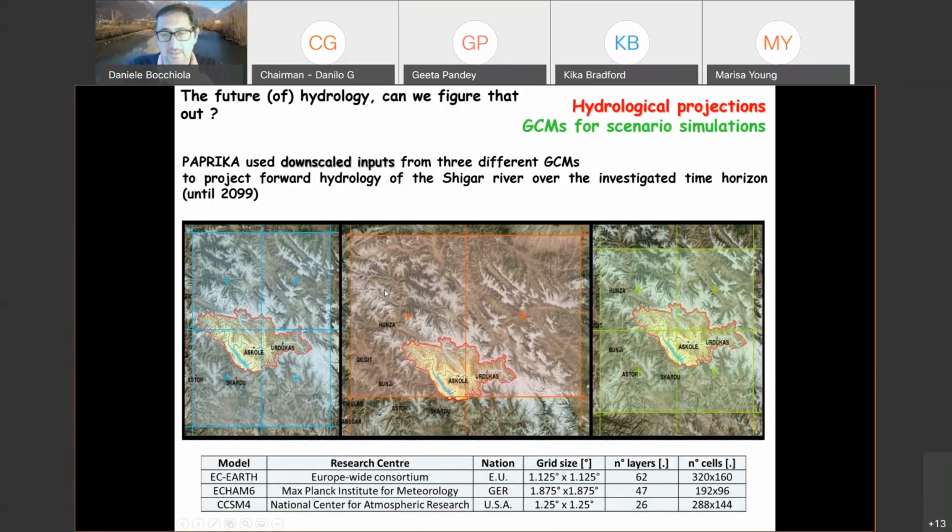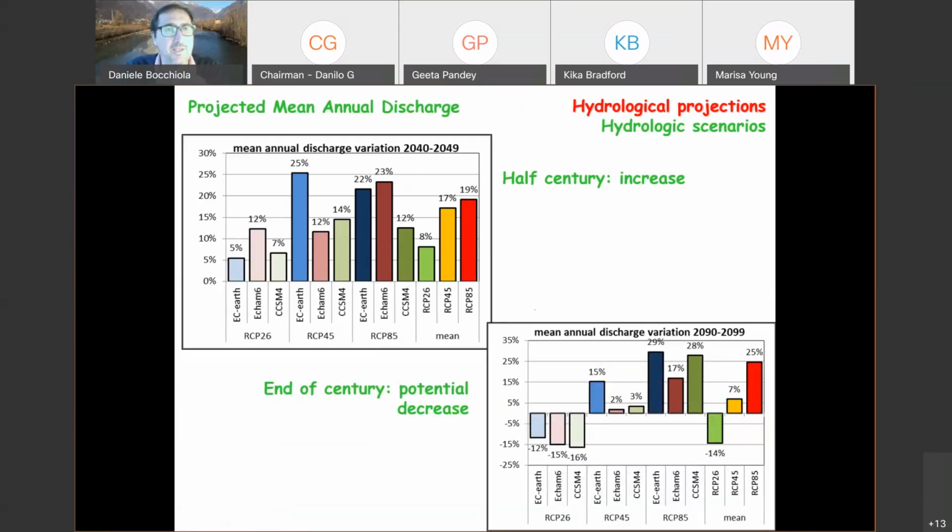By using the outputs of these downscaled models, we can assess, for instance, the discharge variation, which is the change in water available in the river. At half century we have an increase, and you see different scenarios from, let's say, the most optimistic one to the most pessimistic one, and different models. These are all different GCM models. ECHAM6 is German. Not that German is not European, of course, but EC-Earth is an integrated model from different European countries. CCSM is American, from Boulder in Colorado.